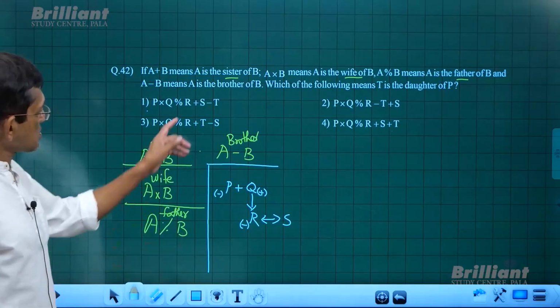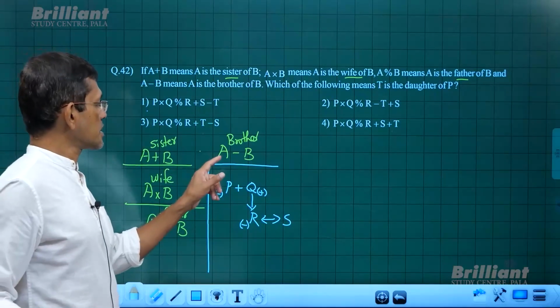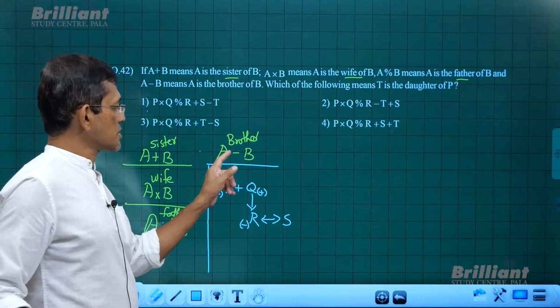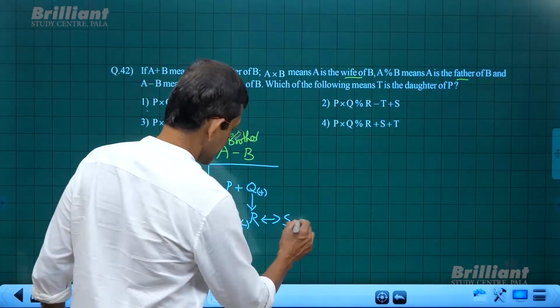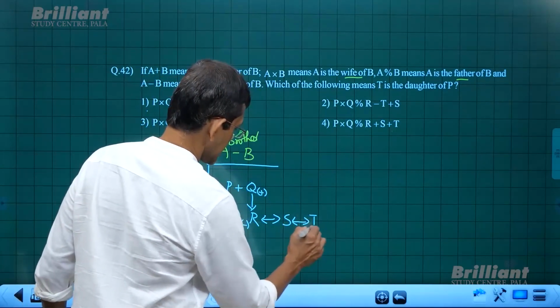And next is S minus T. So S minus T indicates S is the brother of T. S must be the brother of T. So S is a male, S is the brother of T.